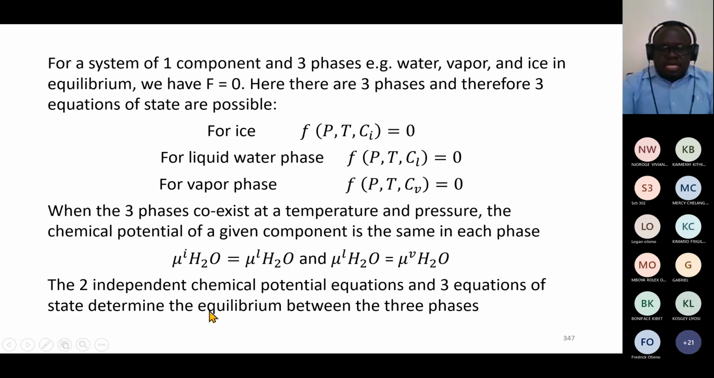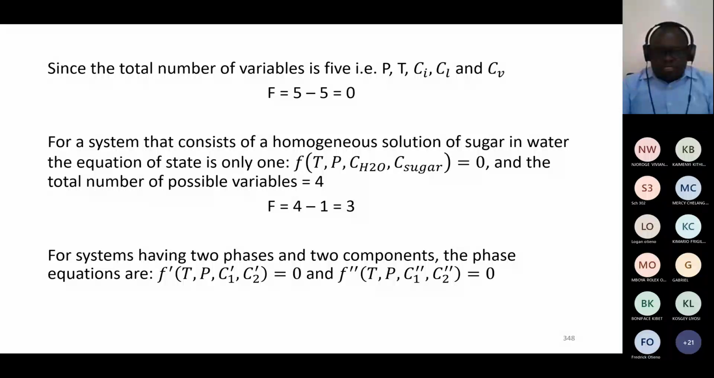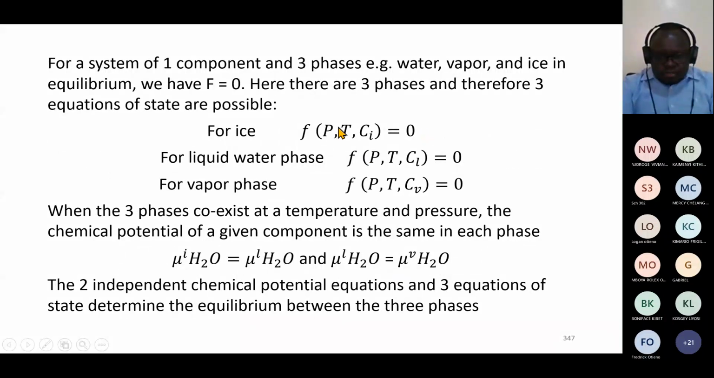These ones determine the equilibrium between the 3 phases. So in total, we have 5 equations of state. Now, when you consider the variables, remember pressure and temperature. This is 1, 2. And then we have the concentrations in the different phases. That is concentration in ice, concentration in the liquid phase, and concentration in the vapor phase. So we have also 5 variables.